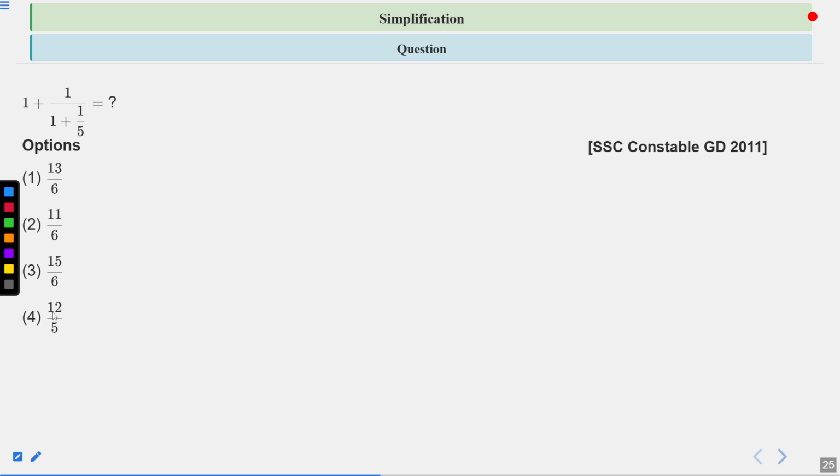1 plus 1 upon 1 plus 1 upon 5 is what? And this question was asked in SSC Constable GD 2011. There are 4 options. First one is 13 upon 6. Second is 11 by 6. Third one is 15 upon 6. And fourth one is 12 upon 5. Now you have 10 seconds to analyze the question. Your time starts now.